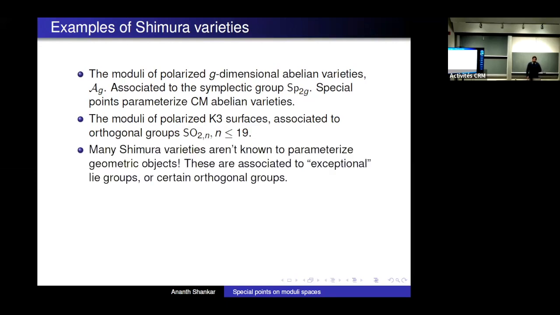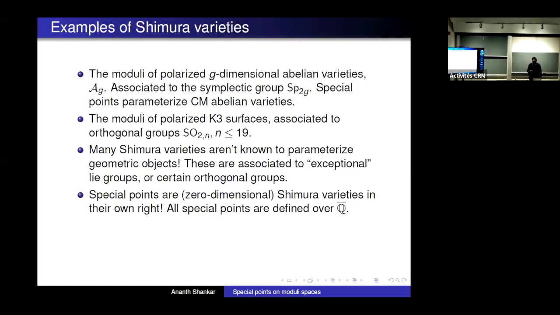There are many Shimura varieties. There are Shimura varieties not known to parameterize geometric objects. These are associated to exceptional Lie groups, which I briefly hinted at yesterday, and also certain orthogonal groups. But are they not known? Is it a conjecture that they would all parameterize algebraic objects or no? I think people expect them to, but have no idea where to look for the geometric objects. There are lots of conjectures that whenever you're given local systems or cohomological data of a certain type over varieties, then these local systems and cohomological data should arise as the cohomology of a family of geometric objects. Okay. And certainly the local systems on exceptional Shimura varieties satisfy the hypotheses of these conjectures. It's just that we don't know where to find them.